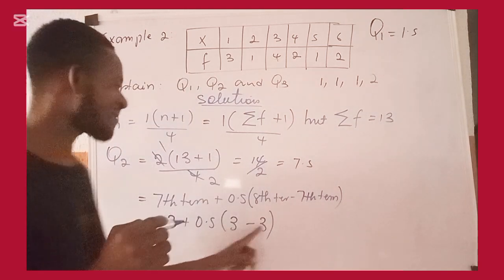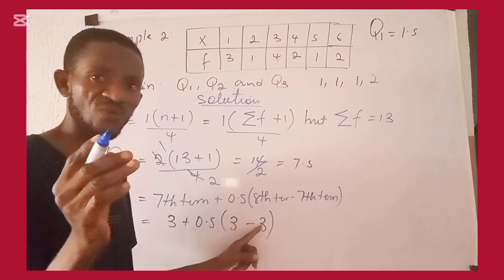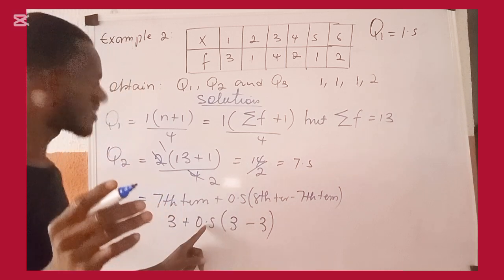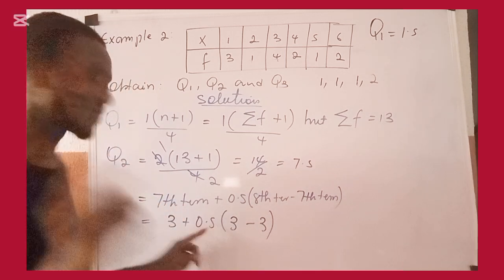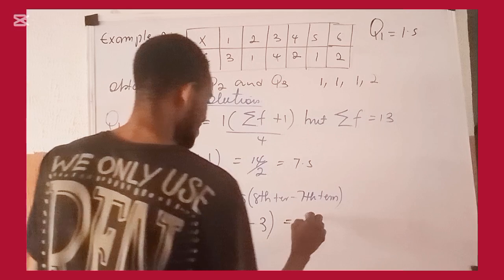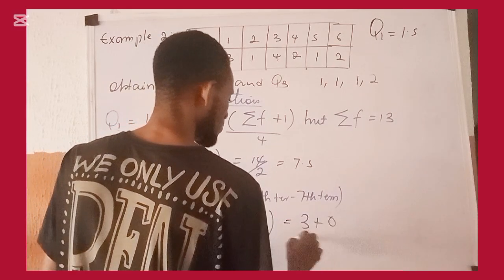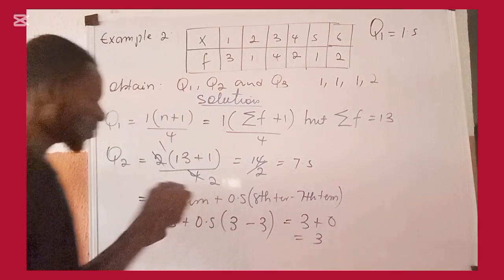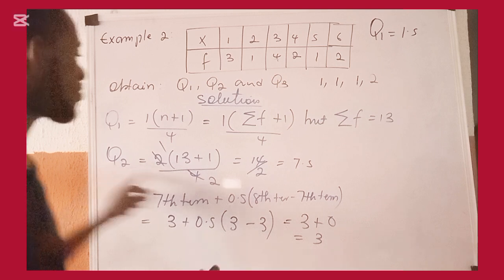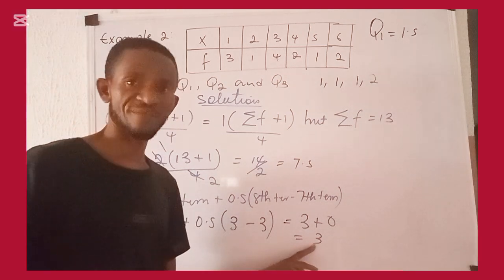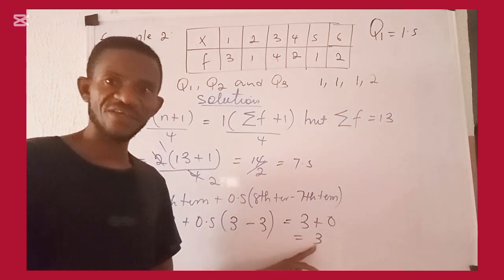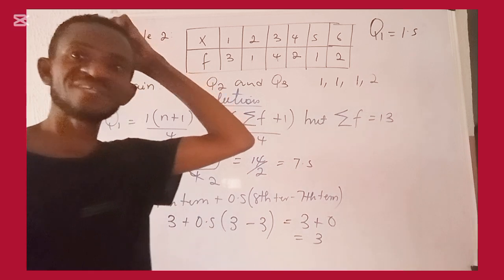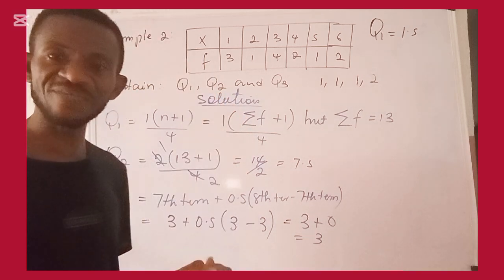So you now say 3 minus 3 is 0. Okay? 0 multiplied by this is 0. So this thing now is going to be 3 plus 0, which is equal to 3. And what we have now is that our second quartile is 3. Okay? And remember that second quartile is the same thing as the median.